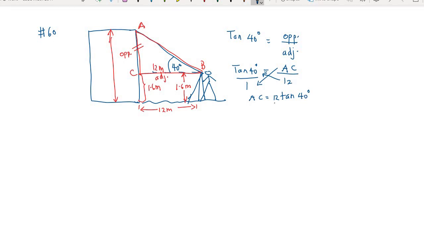Right, so let us see how we can determine the total height. So the total height of the building will be AC, which is 12 tan 40 degrees, plus the 1.6 meters, and that is given as answer D.